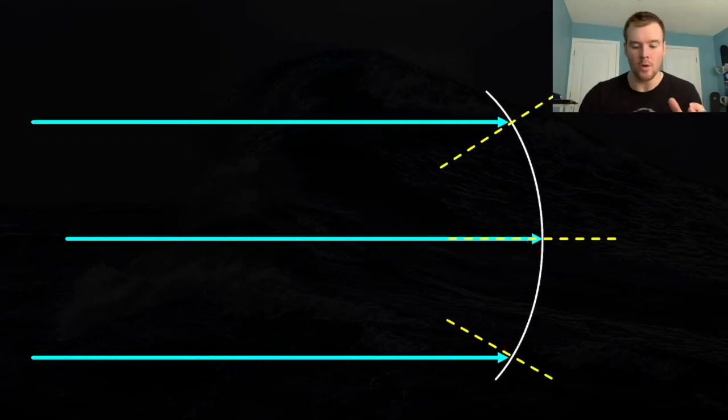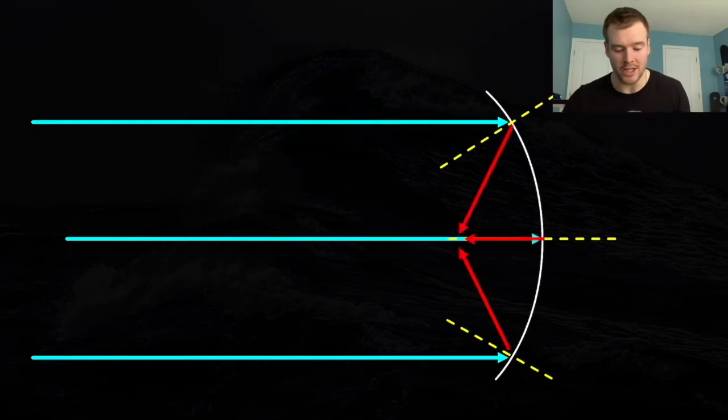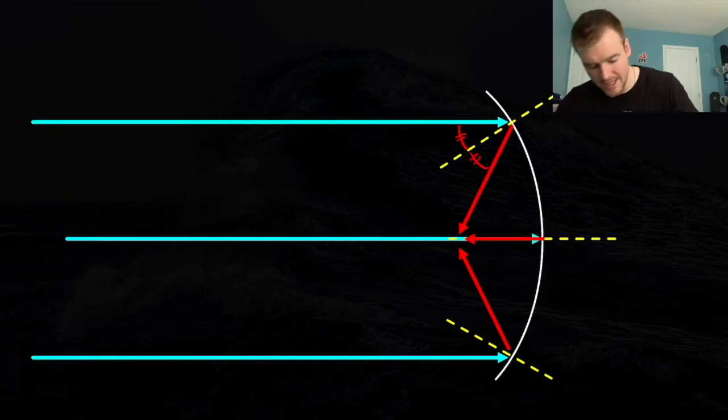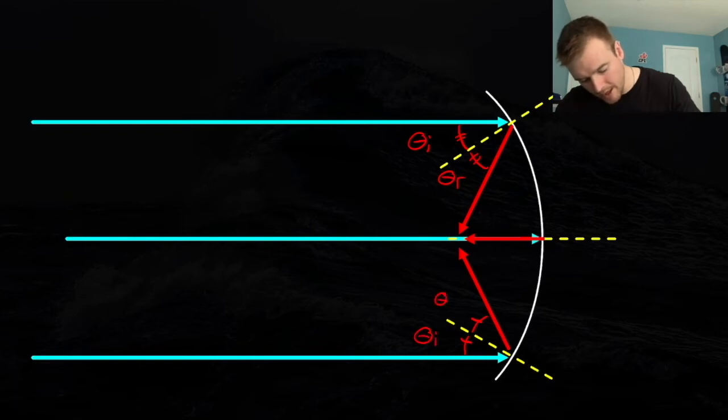And now that we have our normal lines, we're just going to take the angle that it came in at, angle of incidence, and draw an arrow coming out so that the angle of reflection is the same. So we say angle of incidence is equal to angle of reflection. Those are going to be the same. So I'm just going to put angle I, angle R, angle I, angle R.